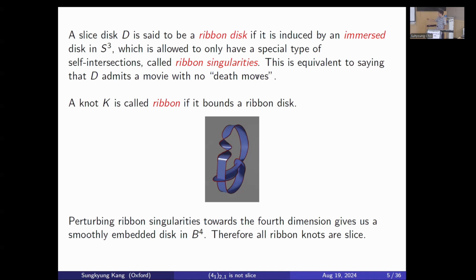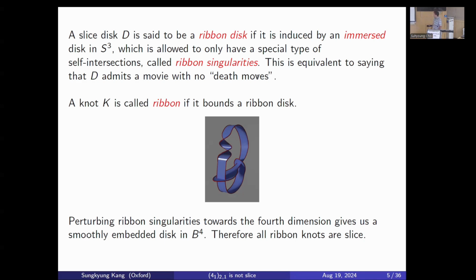If you have such a disk, then you can push this part into the fourth dimension to ensure that the knot actually bounds a smooth disk inside the four ball. This is equivalent to saying that the disk admits an ambient handle decomposition without critical points of index two. Okay, so then we say that a knot is called ribbon if it bounds a ribbon disk.